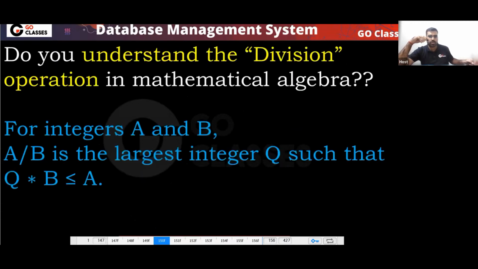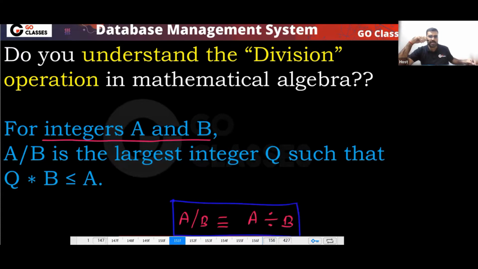Very simple. For two integers a, b, what is a divided by b? You can also write it like this. So what is this a divided by b? This is basically the largest integer q such that q times b is less than or equal to a. So remember, the answer will be the largest integer q such that qb is less than or equal to a.